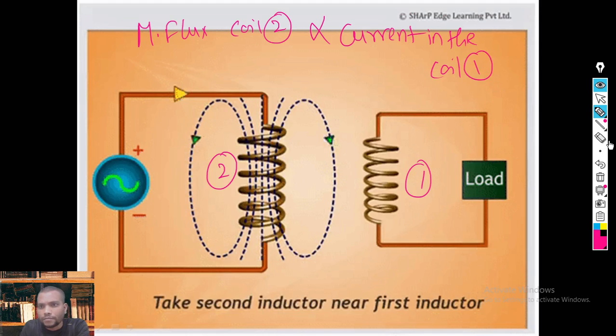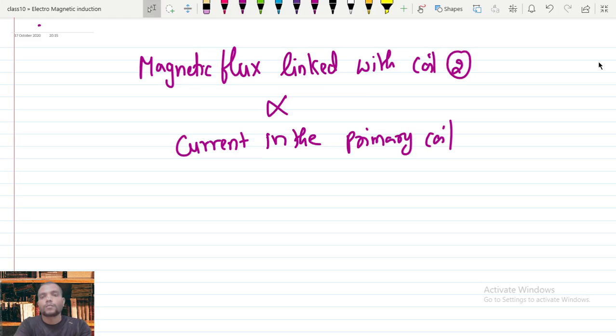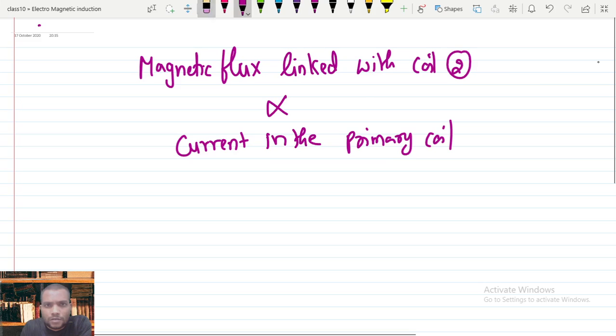Current in the coil 1. Sorry, I can flip the numbers. So the current which is flowing, we can take as coil 1. The induced magnetic flux we can take as coil 2. So from this expression we can write that flux phi is directly proportional to current I. From Faraday's laws of electromagnetic induction, we draw this relation. That is, the magnetic flux linked to coil 2 is directly proportional to current in coil 1.